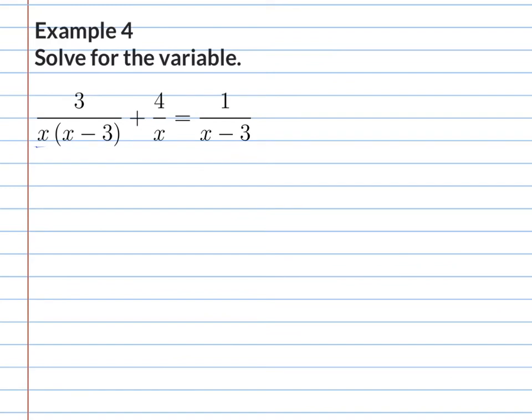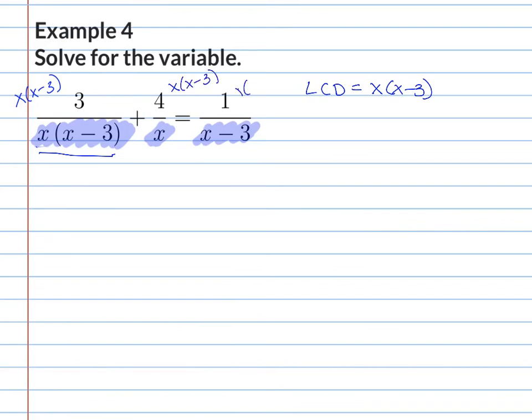Okay, so we're going to look at our denominators. So we have x times x minus 3. We have x, and we have x minus 3. Again, now this is going to be a combination of a binomial times your monomial. So our lowest common denominator here will be this one. So our lowest common denominator is going to be x times x minus 3. I'm going to multiply x minus 3 times every single piece, and then I'm going to reduce it.